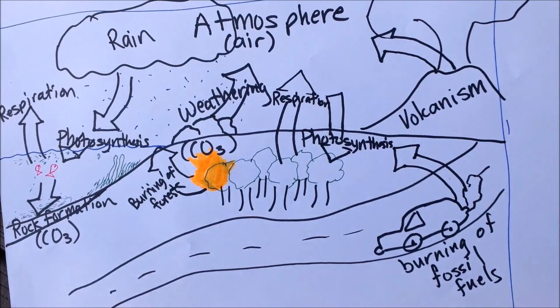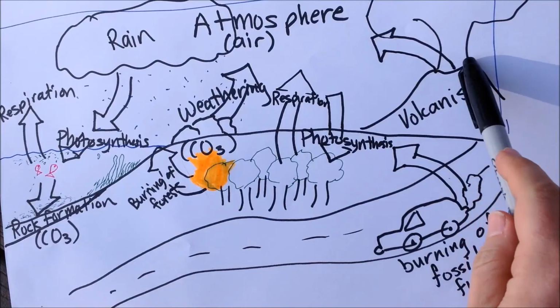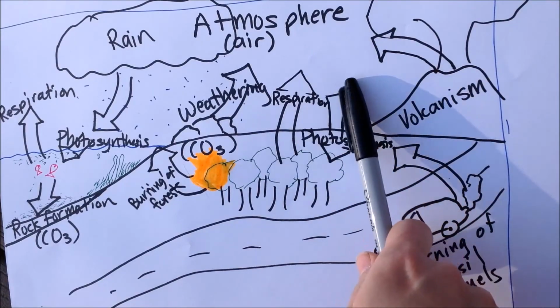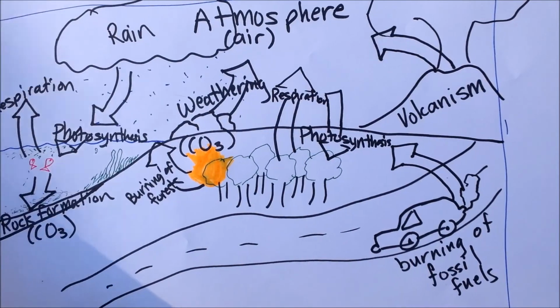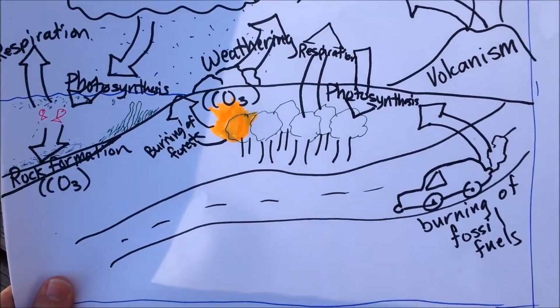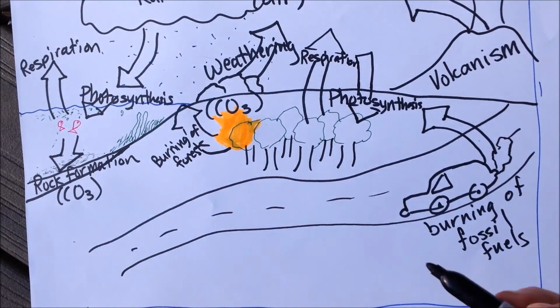All right, let me check here, make sure we got everything. We've got burning of fossil fuels, volcanism, photosynthesis, respiration, burning of forests, and weathering. We're missing one thing, and that is decay. When things die, we call it decay.